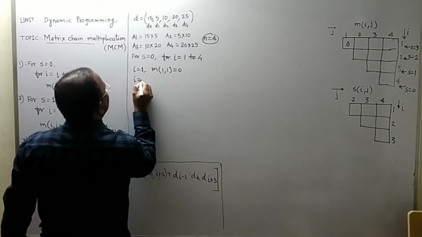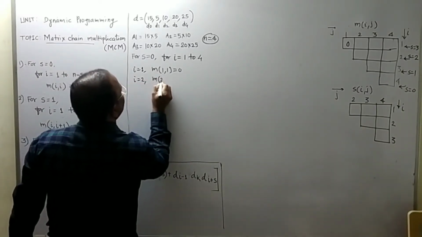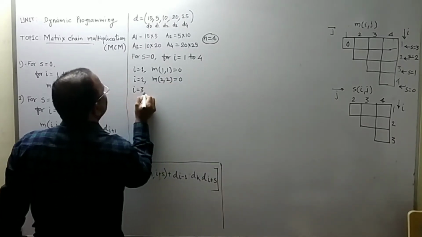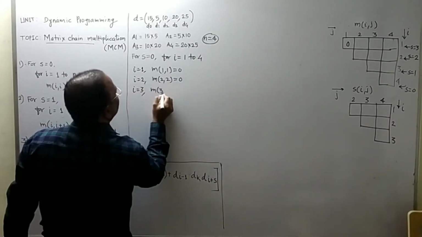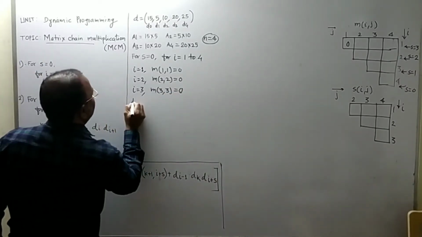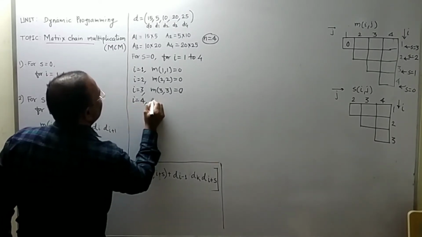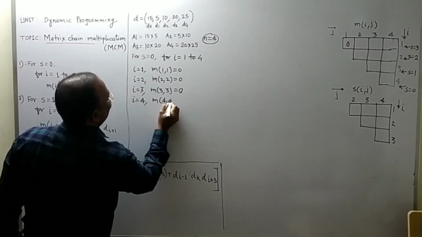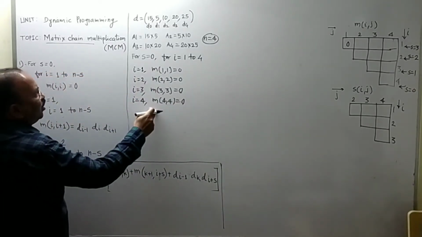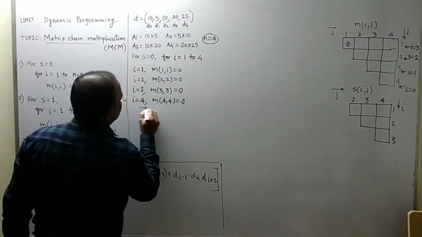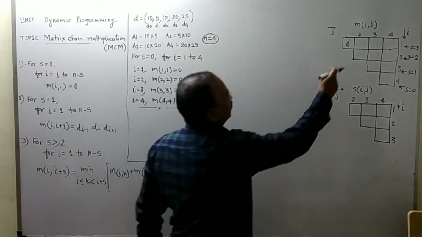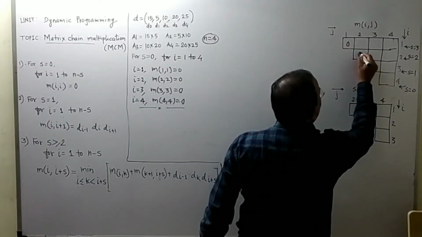Then I is equal to 2. M of 2 comma 2 is equal to 0. I is equal to 3, m of 3 comma 3 is 0. Then I is equal to 4, m of 4 comma 4 is equal to 0. Now in this way we have got the values for S is equal to 0, and we put these zeros in the bigger diagonal: 0, 0, 0, 0.